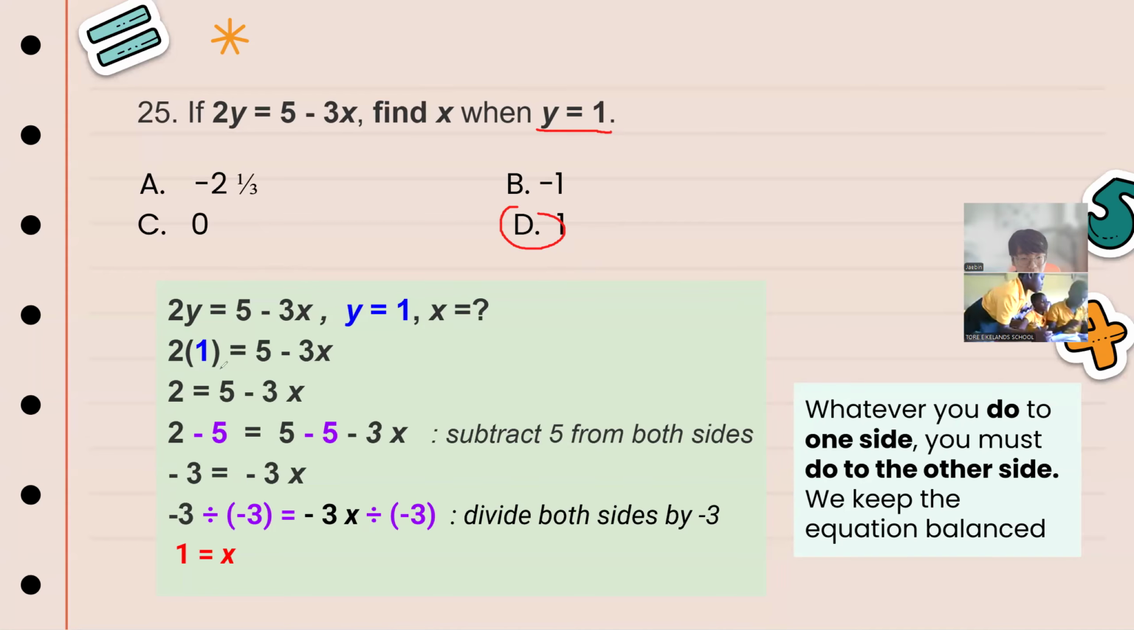So we plug in the value and we get 2 is equal to 5 minus 3x. One here, one here, two times one. So we subtract 5 on both sides and we get negative 3 equals negative 3x. Divide both sides by negative 3 and we get x is equal to 1.